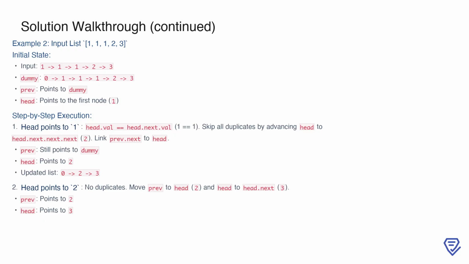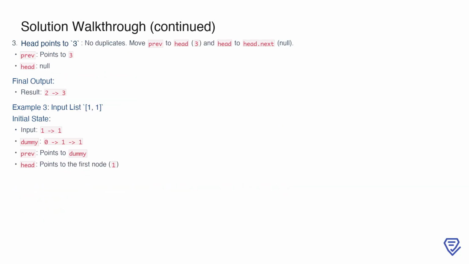Then, we link prev next to head, effectively removing all 1s from the list. At this point, previous still points to the dummy node, and the updated list is 0-2-3. When head moves to 2, we check again and find no duplicates since 2 is not equal to 3. We move previous to head, making it point to 2, and advance head to 3. Now, both previous and head have progressed further, and we're ready to process the next portion of the list.